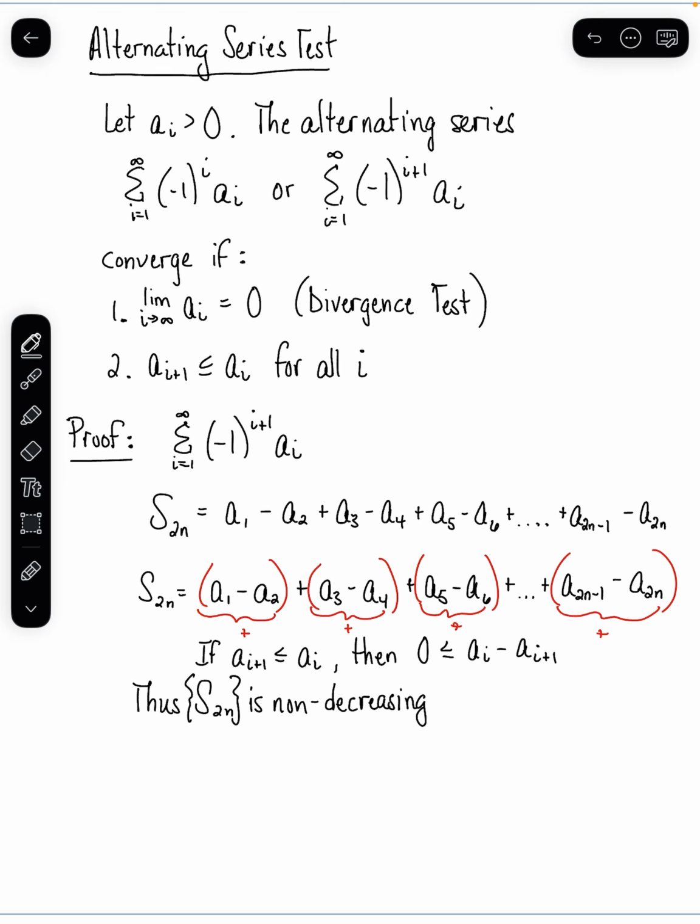Now, with this in mind, we can do another thing here. We can also take S sub 2n and rewrite it in another way. In this case, what I'm going to do is group the terms again in pairs, but this time I'm going to do it by leaving a sub 1 out by itself.